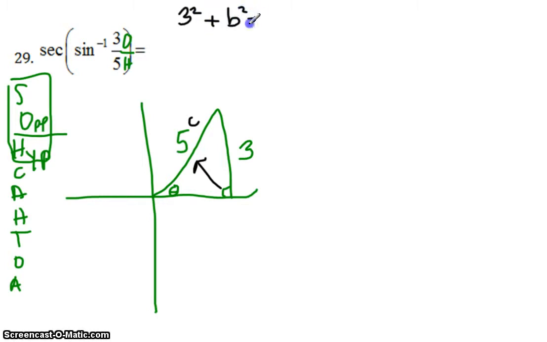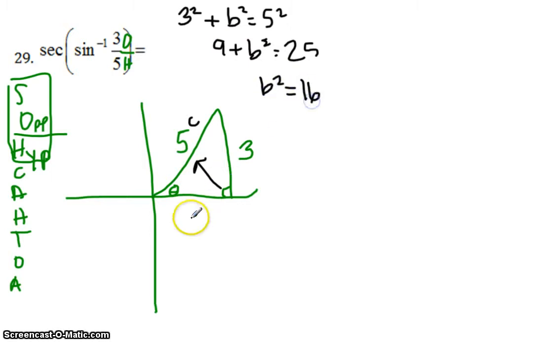5 squared is my C squared. It goes right outside. So then I get 9 plus B squared equals 25. Minus 9 from both sides, and I get B squared equals 16. This does not equal 16. B squared equals 16. I still have to find the square root of that. B will equal the square root of 16. Well, the square root of 16 is 4.